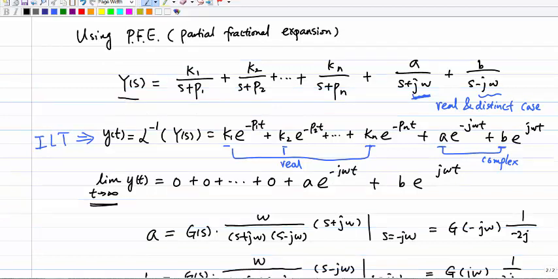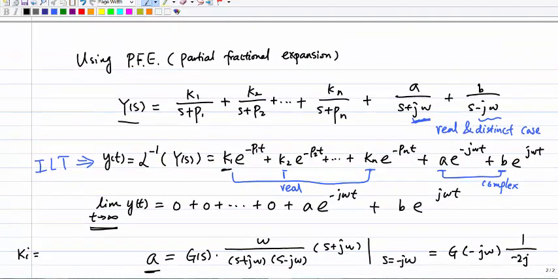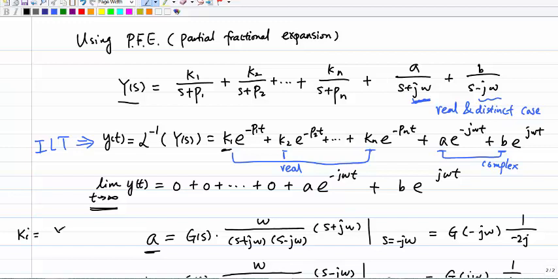So let's compute what a and b are. We can follow the same approach as when we compute k1, k2, kn. As I mentioned, ki can be computed. I don't actually have to compute ki because I know this term is 0 and it doesn't matter what value ki is, but ki can be computed as Y(s) times (s plus pi), evaluated at s equals negative pi. So that's how I compute that.